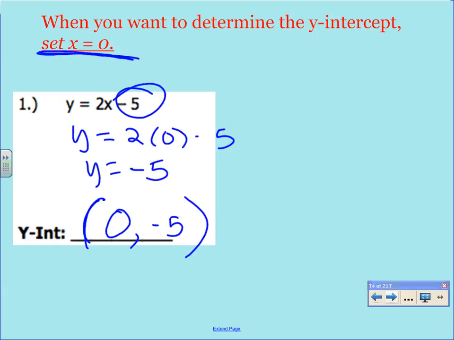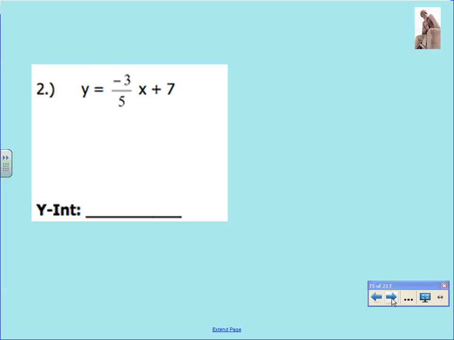All right, let's fly through the next three. Brian V, number 2, what is the y-intercept? Good, (0, 7). The b value is 7. When we eventually graph these, that's your beginning or starting point. Okay? Gigi, what's the y-intercept for number 3?